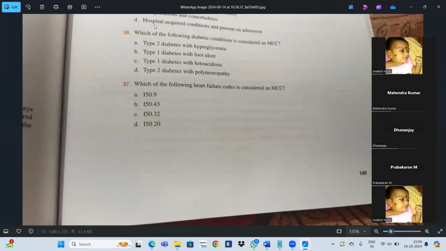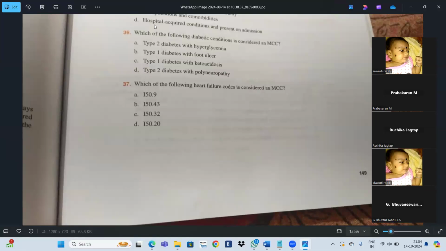Question 36 option B, type 1 DM with ketoacidosis. Ketoacidosis is a life-threatening condition compared to the remaining ones. Ketoacidosis was the answer. It is the MCC condition.